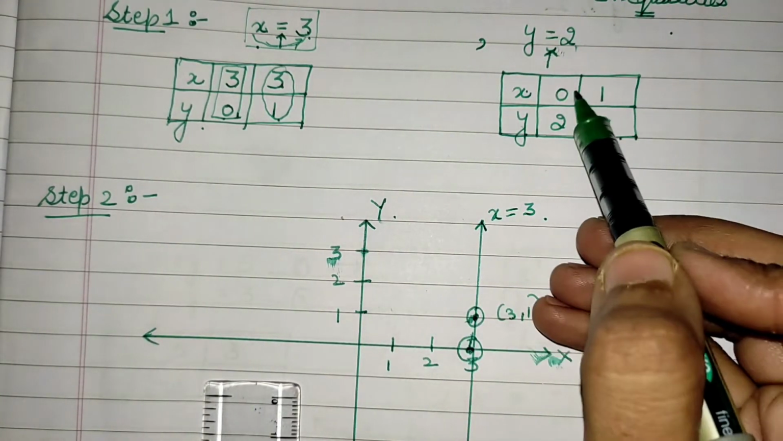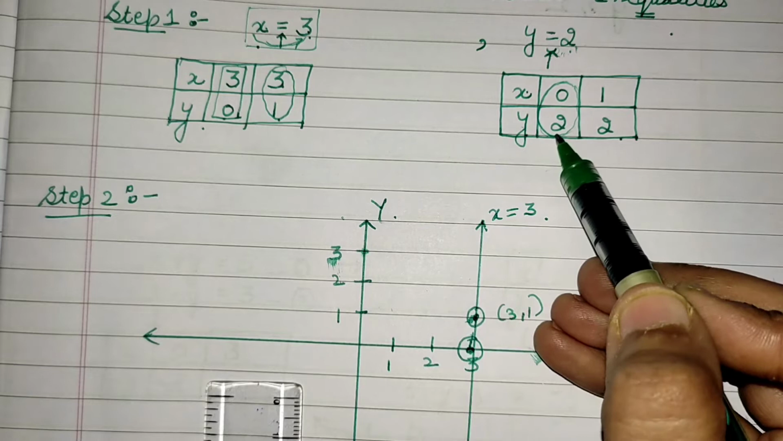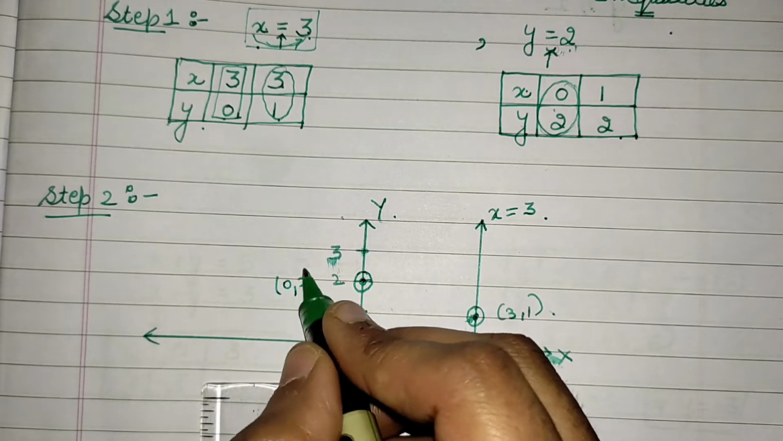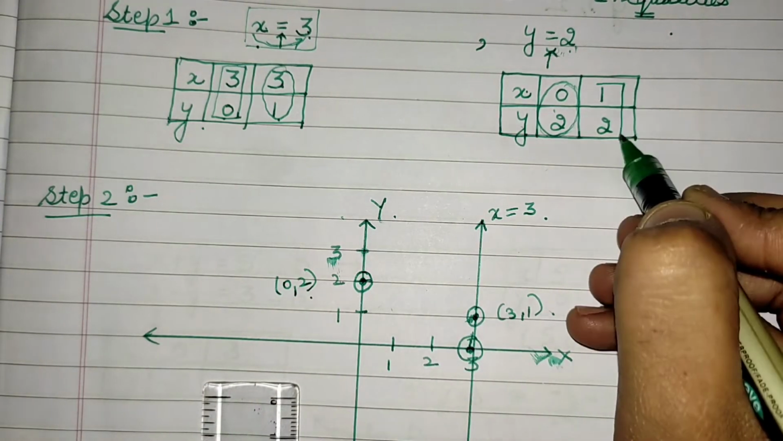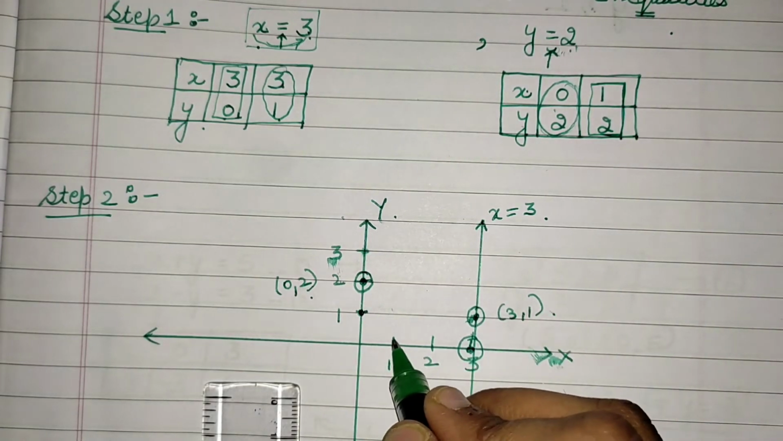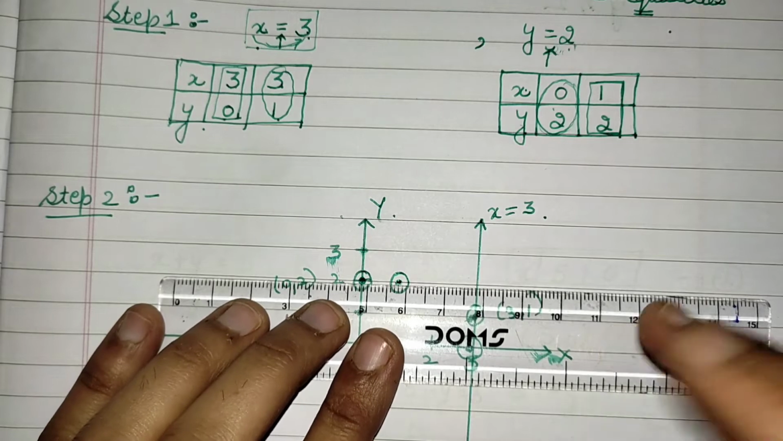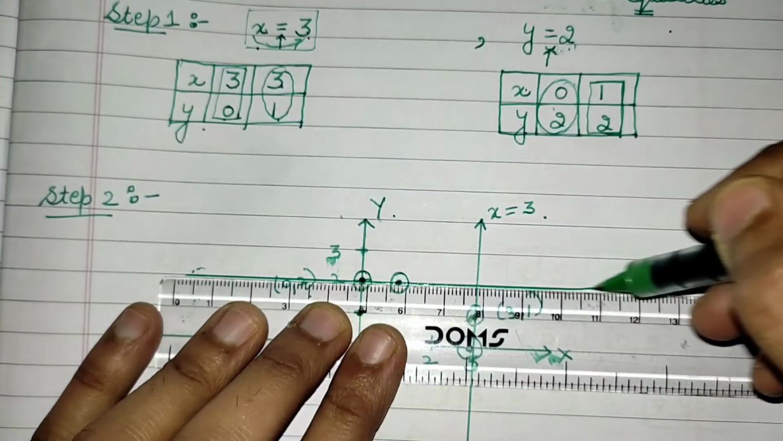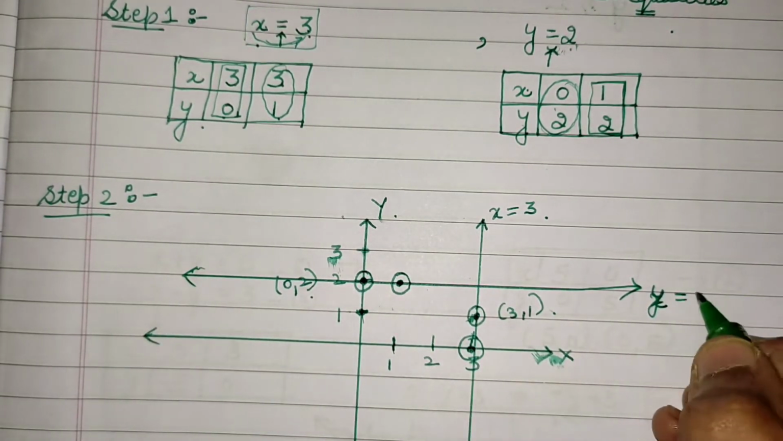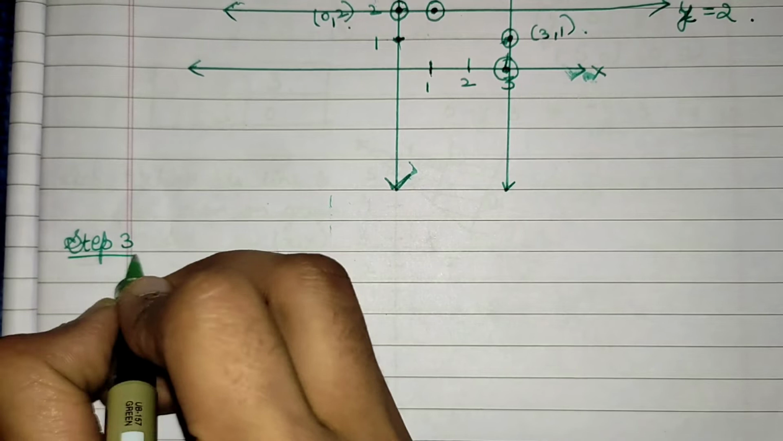Then next is y is equal to 2. y is equal to 2 means 0, 2 is my first point, meaning the x coordinate will be 0 and the y coordinate will be equal to 2. And the next is 1, 2, meaning my x coordinate is 1. If my x coordinate is 1, then my y coordinate is 2. So this will be my point. Now I will join these 2 points also and I will get my second line, which is y is equal to 2.